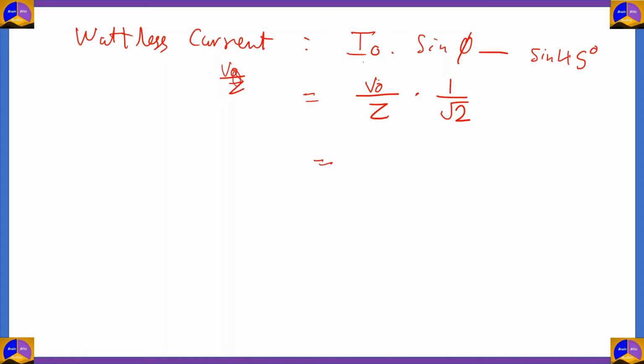Let's plug in the values for V0. V0, we can write it as E0 as well, so that's just the alternating EMF. The value is 220 divided by Z. The formula for Z in an LR circuit is the root of XL square plus R square, into 1 by root 2.